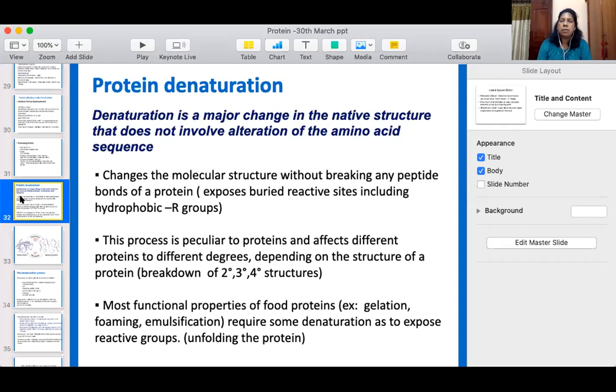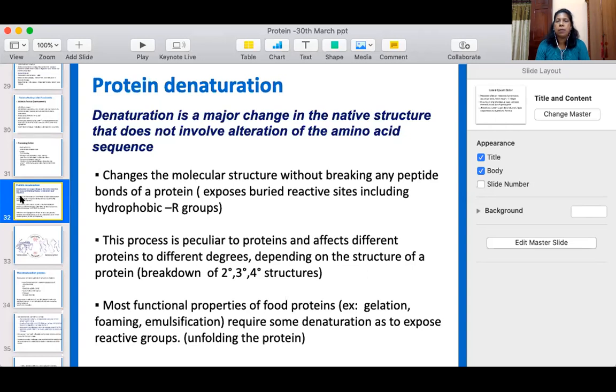The amino acid sequences, you can find out. There are some methods we can learn to get the information about amino acid sequences, and you have to know those. I think it is better to search those things and get some idea. Changing the molecular structure without breaking any peptide bonds of a protein is protein denaturation.